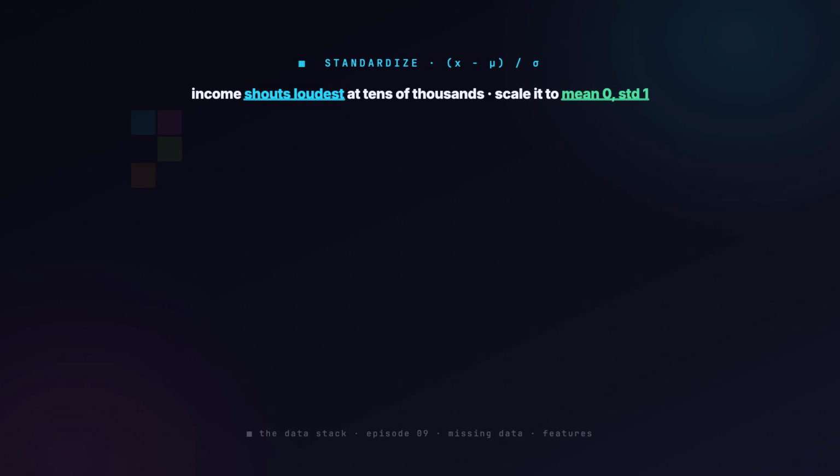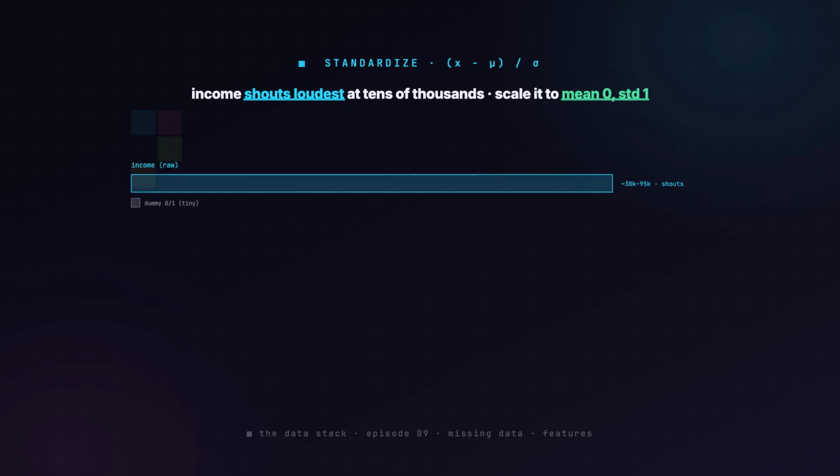Last move, scale. Income runs in tens of thousands. The dummy columns are 0 or 1. Leave that and income's sheer size shouts over everything. Standardize it, subtract the mean, divide by the standard deviation. Now income_z is centered at 0 with spread 1, sitting on the same footing as every other feature.